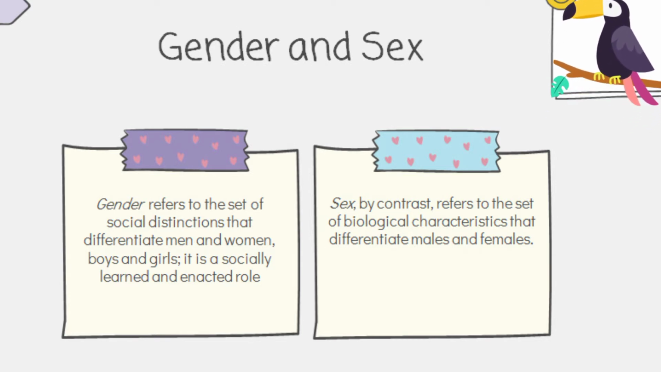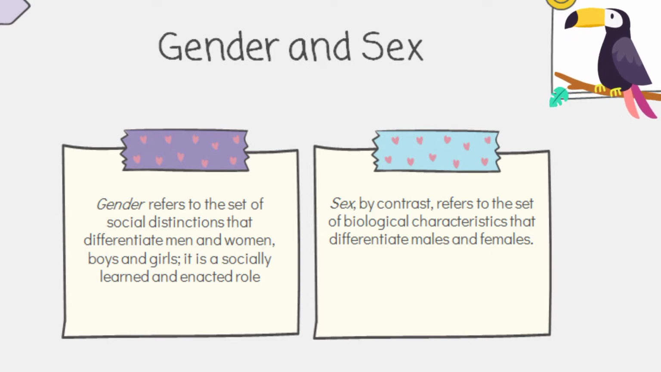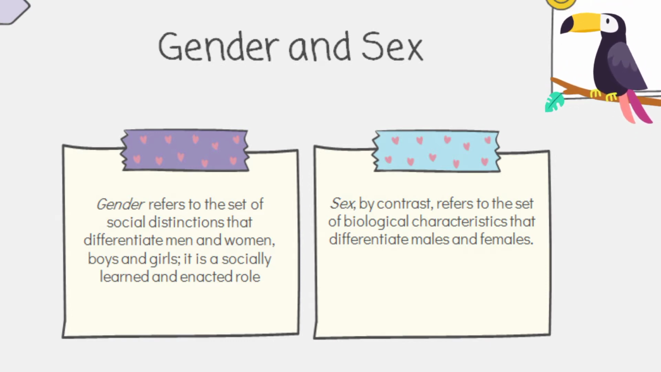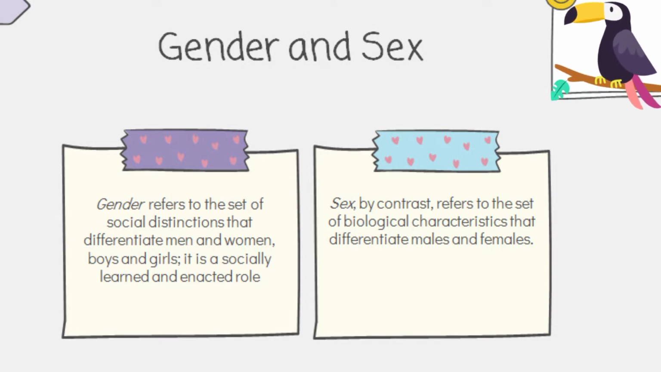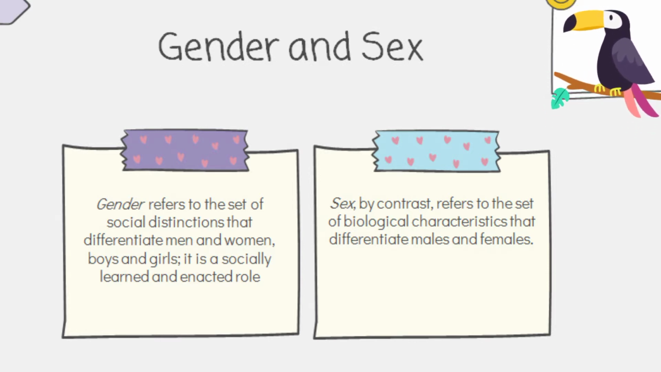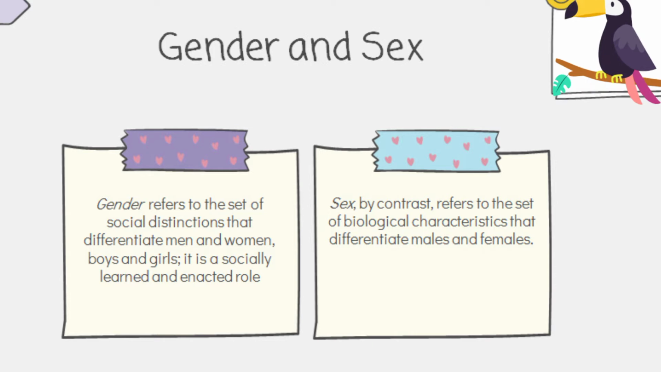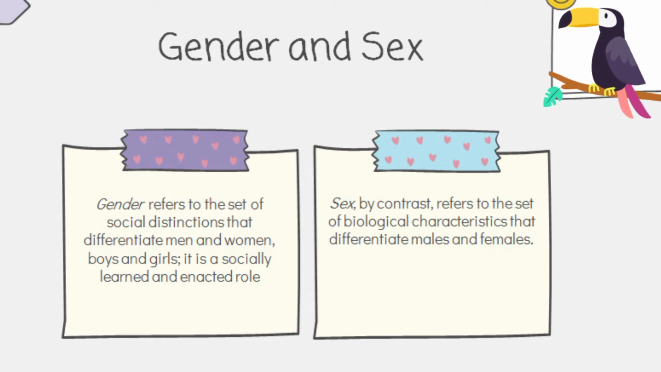Gender is generally described as feminine and masculine. You may have been taught that men have to be strong and not cry easily. Meanwhile, women tend to be taught to be gentle and motherly. These traits can be exchanged, so men can be gentle and women can be firm. Next, sex, by contrast, refers to the set of biological characteristics that differentiate males and females.